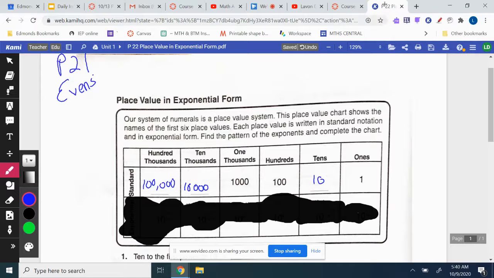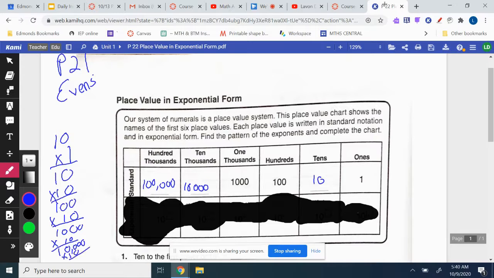And you guys know if I multiply 1 times 10, I'm going to get 10. Now, if I multiply 10 times 10, I'm going to get 100. And if I multiply this by 10, I'm going to get 1,000. And if I multiply this by 10, I'm going to get, if I multiply 1,000 by 10, I'm going to get 10,000. And if I multiply this by 10, I'm going to get 100,000.